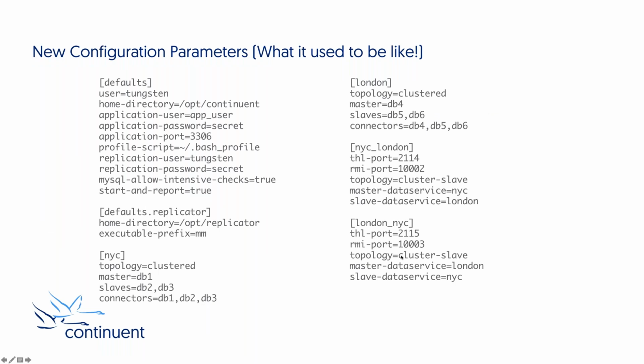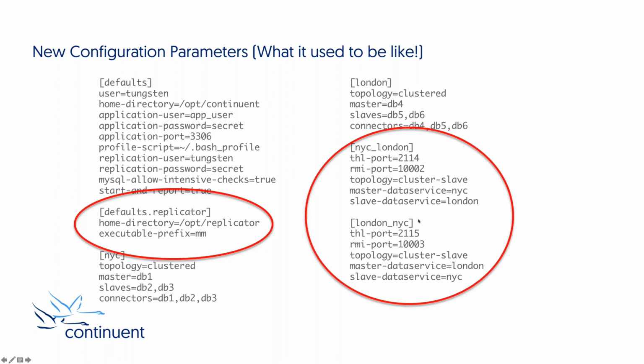Well, here we are. This is what the old multi-site, multi-master configuration looked like. The defaults block for the actual replicator. This was where you specified any default specific to the additional replicator install that you had, the replicator home, and this executable prefix for running trepctl against the cross-site replicators. And then you had all of these blocks here. You had to build these out yourself to link your clusters together. So this block linked NYC and London, and this one was London to NYC, and you had to get these THL ports and everything, and all this lot you had to get correct.